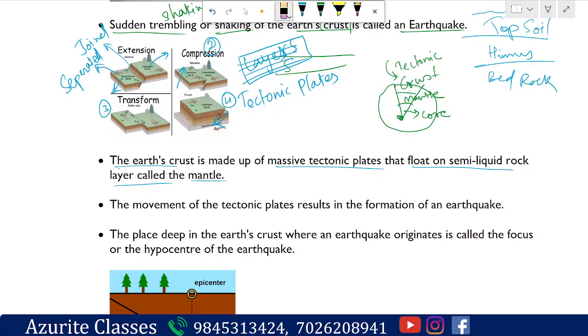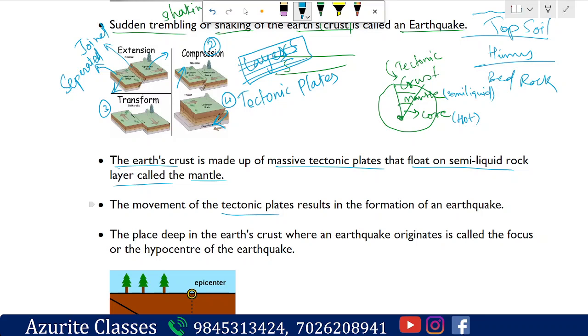So those plates are on the mantle. The mantle is semi liquid because the core is very hot, so the mantle is like liquid, not liquid, semi liquid we can say. If it is semi liquid, it will float, like a balloon floats on water. Water is liquid, so it floats. Tectonic plates are floating on the mantle.